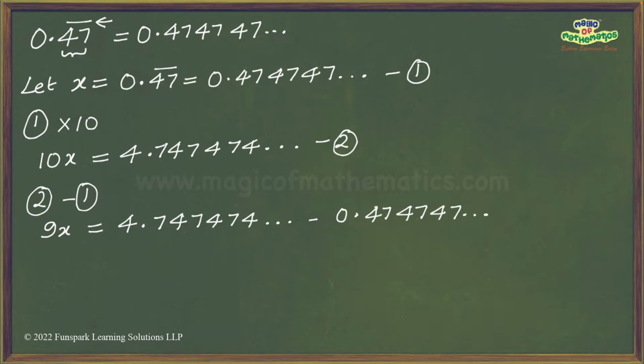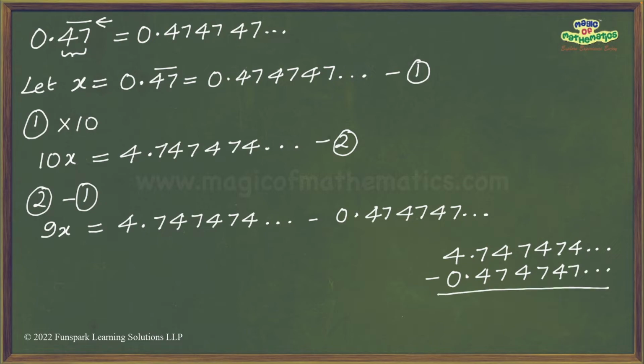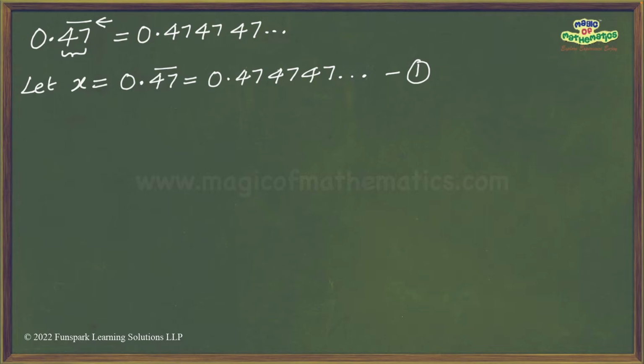Let us now see what happens when we do 4.747474 and so on minus 0.474747 and so on. In our earlier example, the digits after the decimal point nicely lined up and hence we got a 0 after the decimal point. Here the 7s seem to be below the 4s and the 4s below the 7s, and that is not helping us get a 0 after the decimal point. So we need to do something different. Instead of multiplying by 10, I will multiply equation 1 by 100 and see what happens.